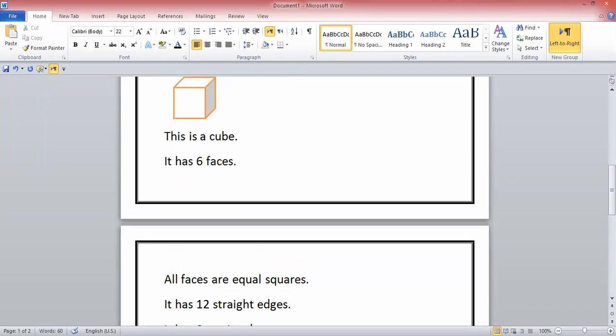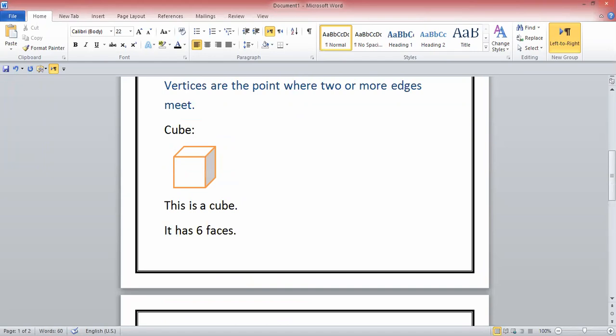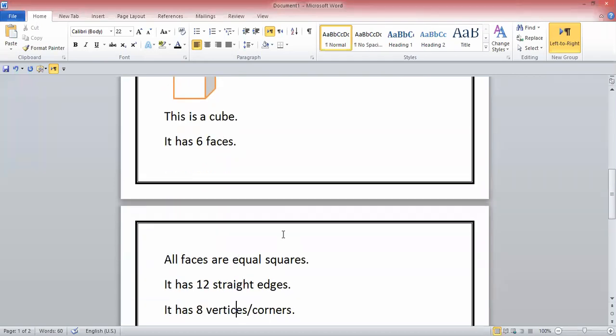Guys, these are vertices. How many vertices are there? 8. There are 8 vertices in a cube. 1, 2, 3, 4, 5, 6, 7, and 8 is here. So there are 8 vertices in the cube.